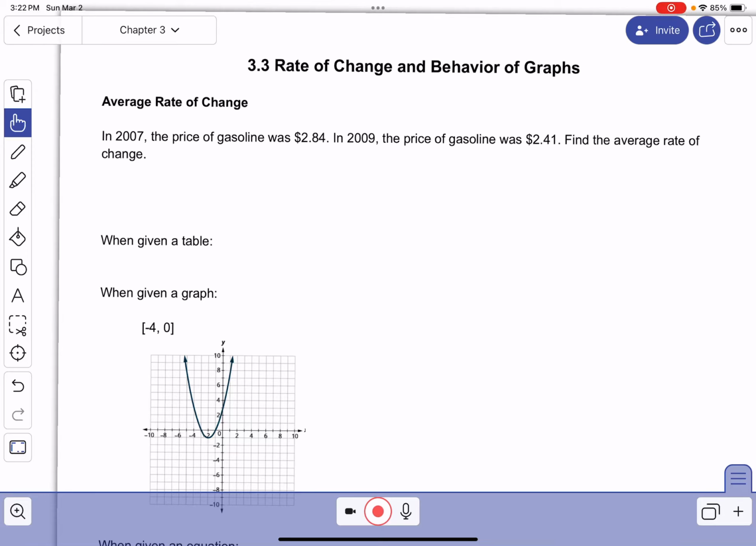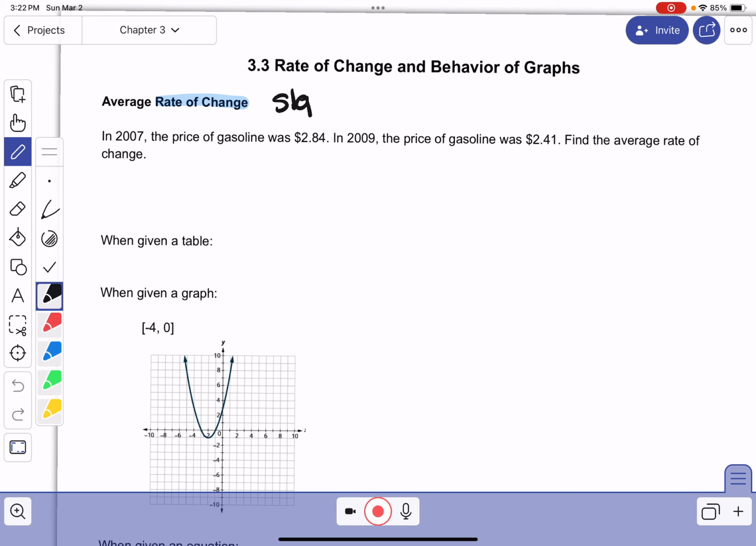Section 3.3 is going to look at rate of change and then some behaviors of graphs. One way you may have seen rate of change before is in the slope. So the slope is your rise over run, or how fast the line goes up or down. So the way we find that is change in y over change in x. If you have 2 points, essentially you take the y coordinates and subtract them. You take the x coordinates and subtract them, and then that's going to be your slope.